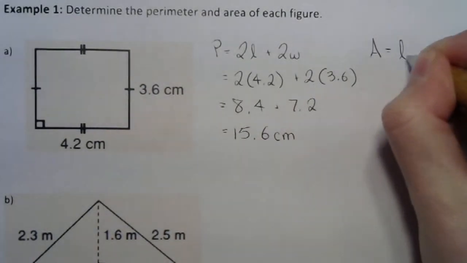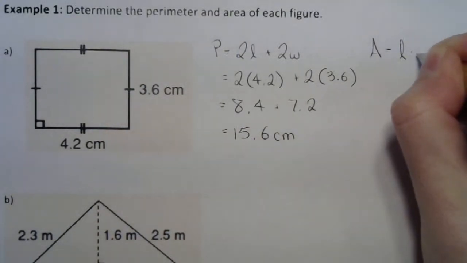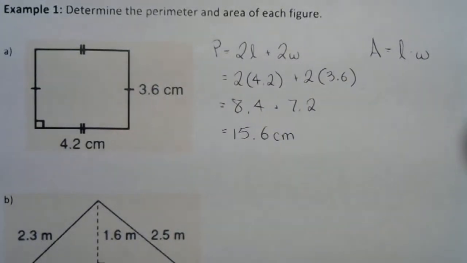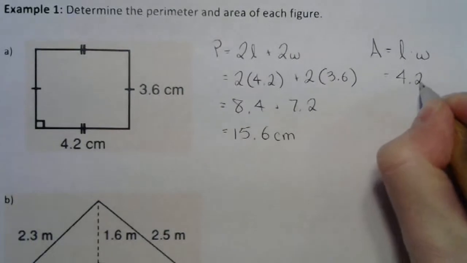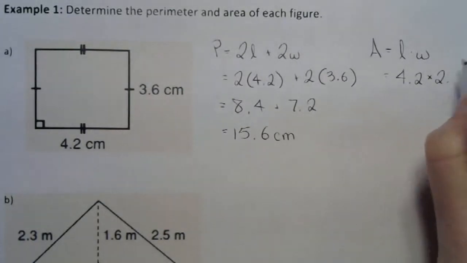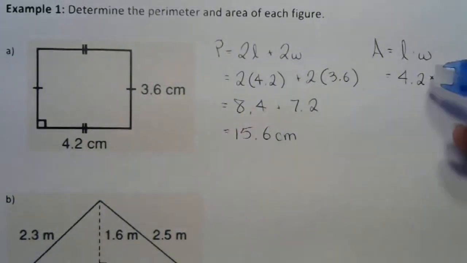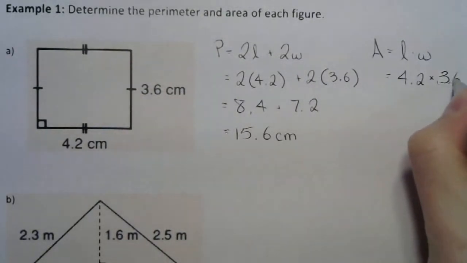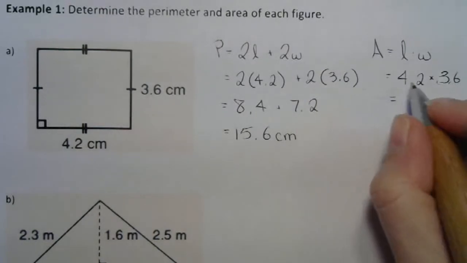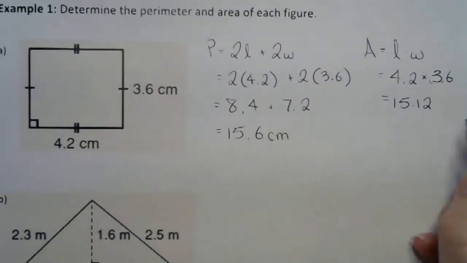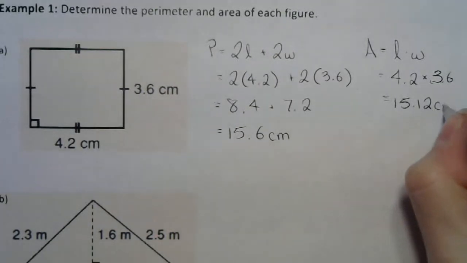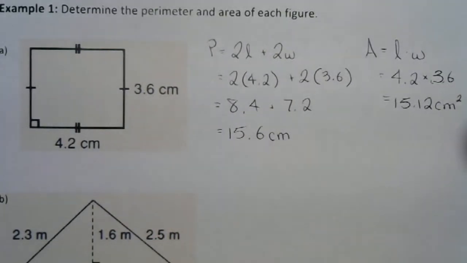So length times width. In this case we've got 4.2 times 3.6, which is equal to 15.12. And the units for area, don't forget, in this case we've multiplied centimeters together. So we have centimeters squared as our units.